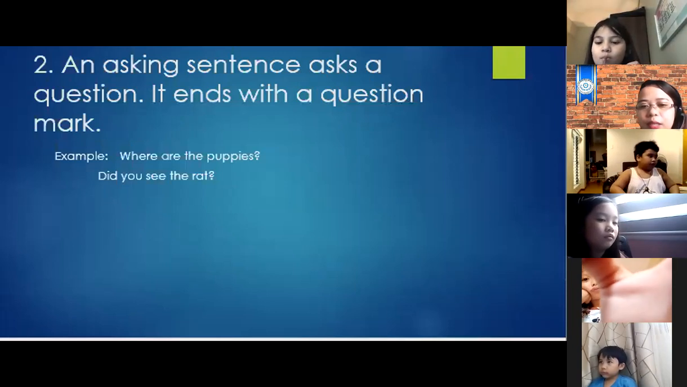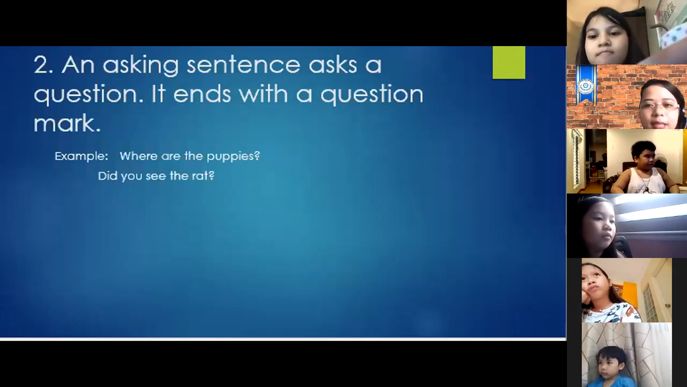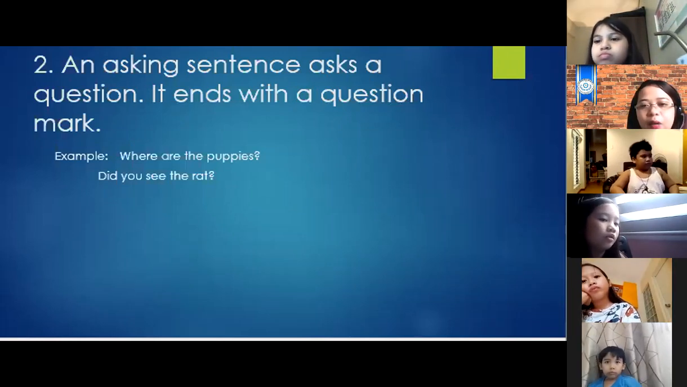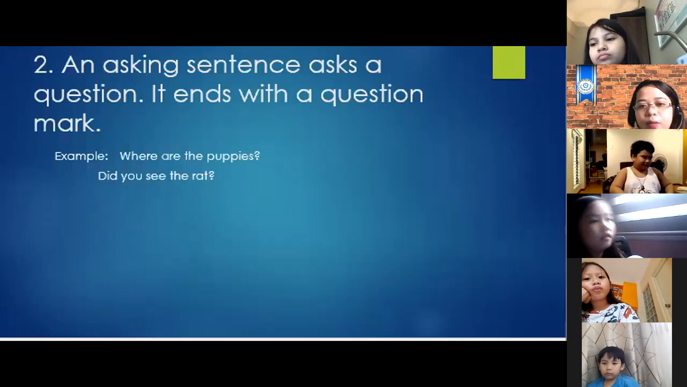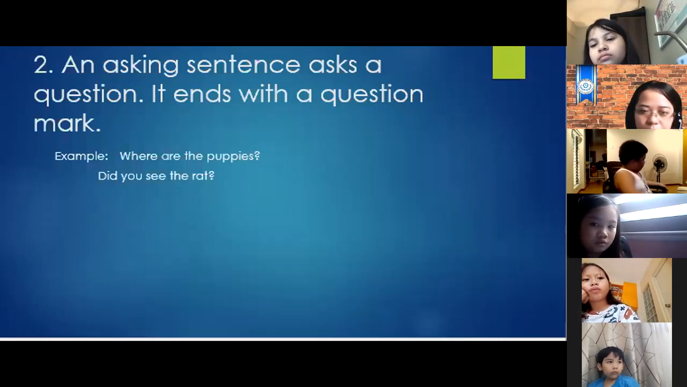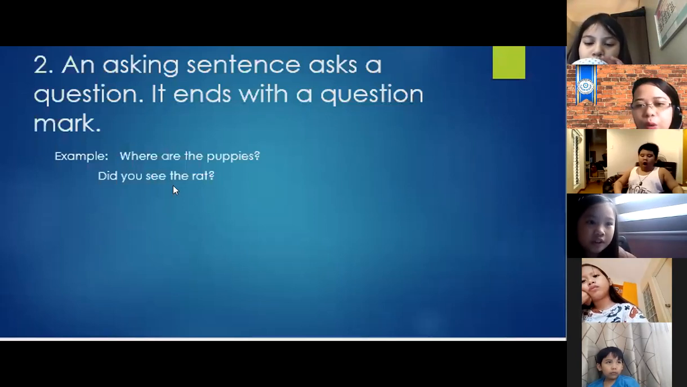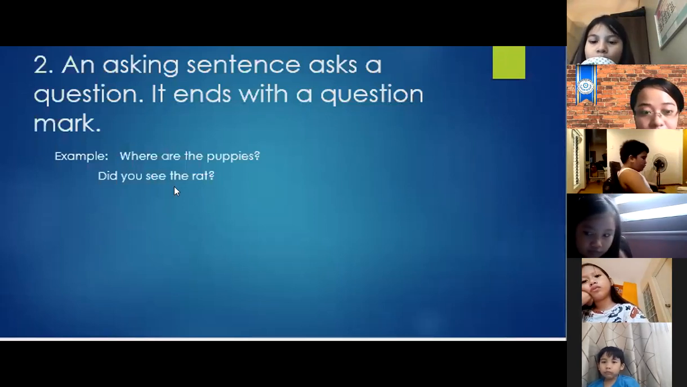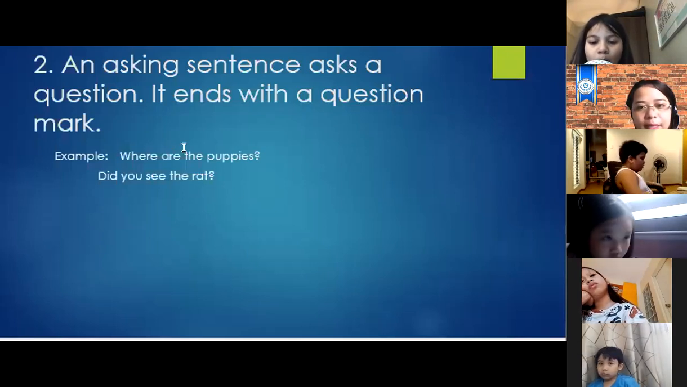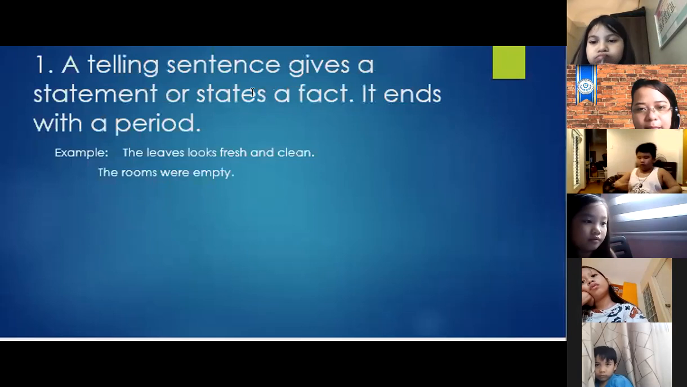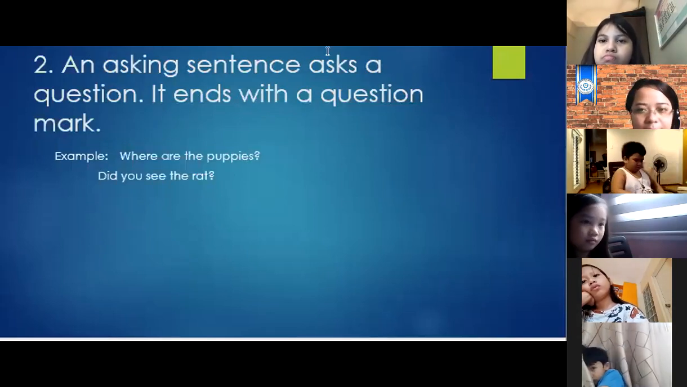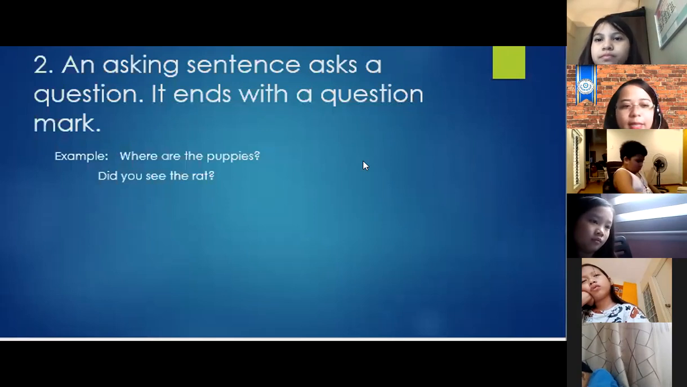Next, number 2, the second type of sentence that we're going to discuss is an asking sentence. It asks using a question mark. It ends with a question mark. For example, where are the puppies? Did you see the rat? These are examples of asking sentences. The first one is a telling sentence. The second one is an asking sentence.